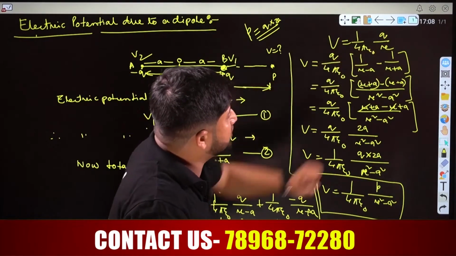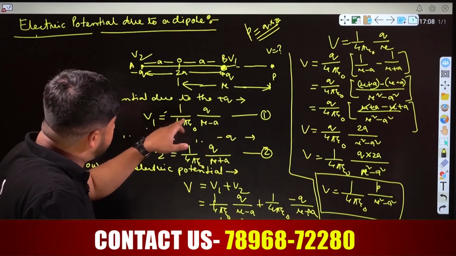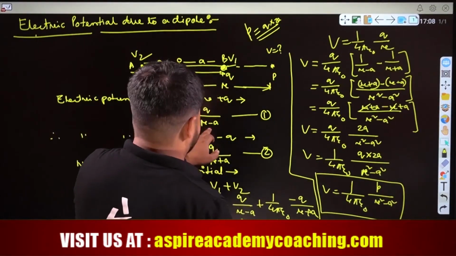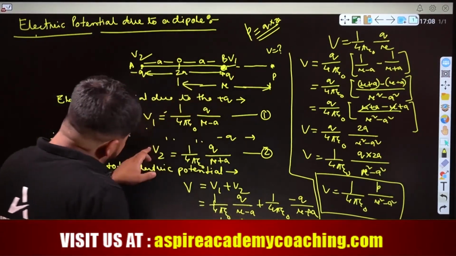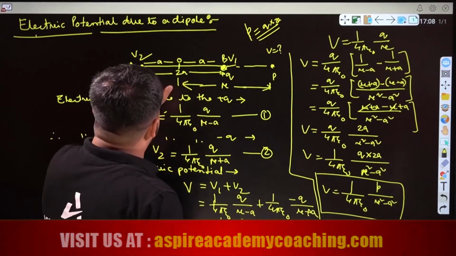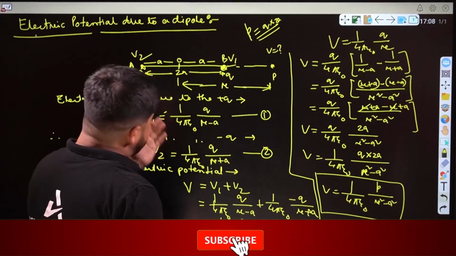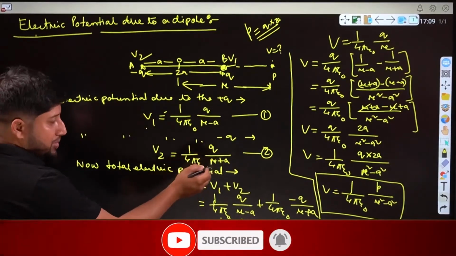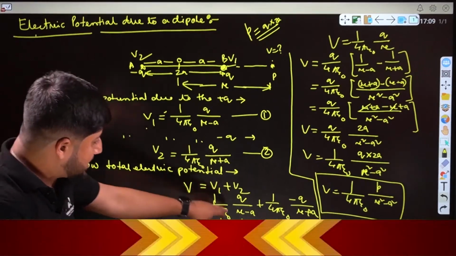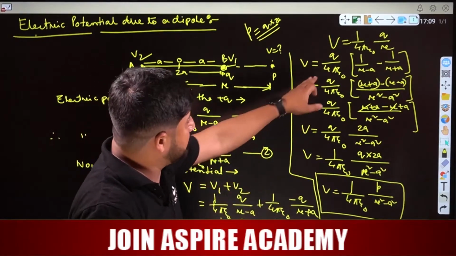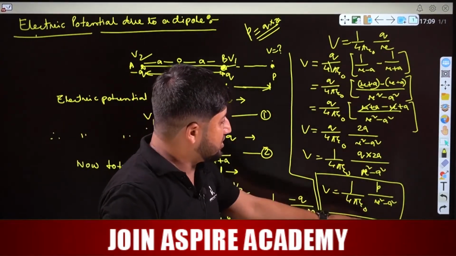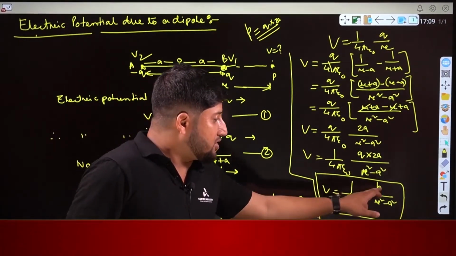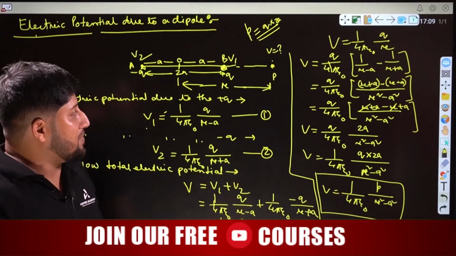V1 is equal to 1 by 4 pi epsilon naught q by r, where r means the distance here, which is r minus a. Then V2, for the minus q charge, is the same. The distance here is r plus a. So 1 by 4 pi epsilon naught q by r plus a. After adding the total potential and calculating, we get V equal to 1 by 4 pi epsilon naught p by r square minus a square.